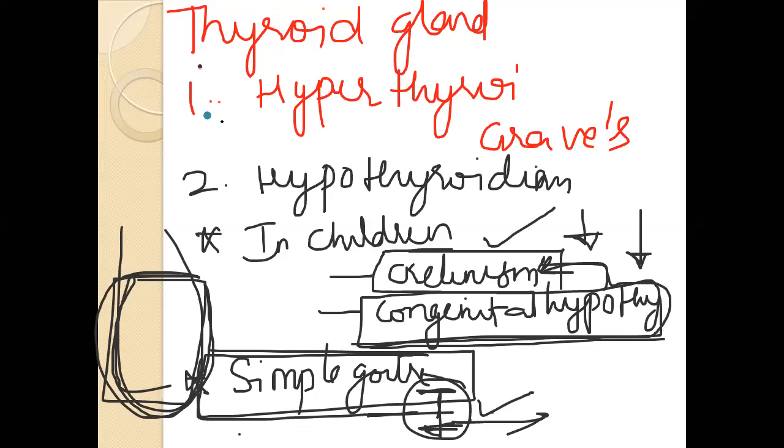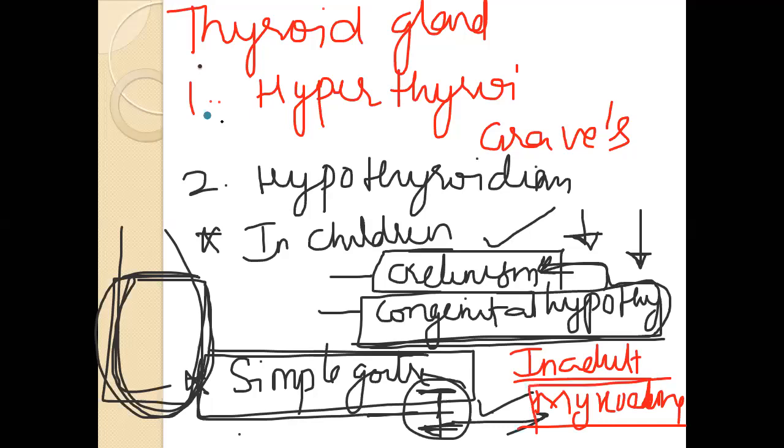Next, the hyposecretion in adults. This is the last one here. Hyposecretion in adults leads to myxedema. The person is going to be more sluggish, with accumulation of water and swelling, particularly puffiness of the eyes, inactiveness, all these conditions you can see there. So this is a complete picture of the thyroid gland. That's it about the thyroid gland.